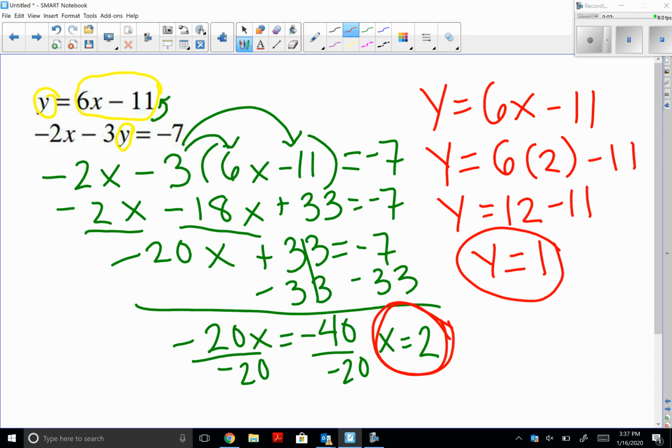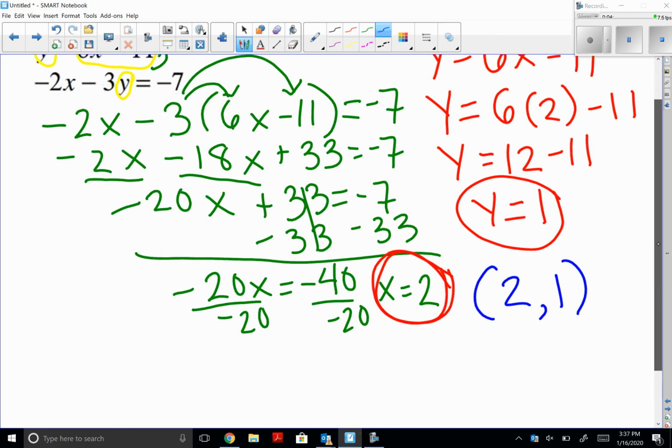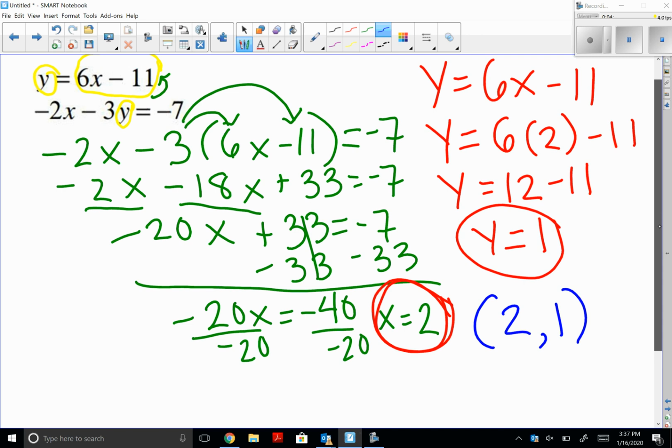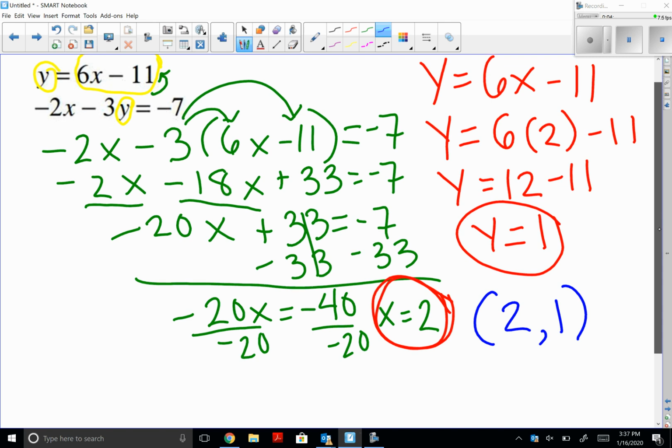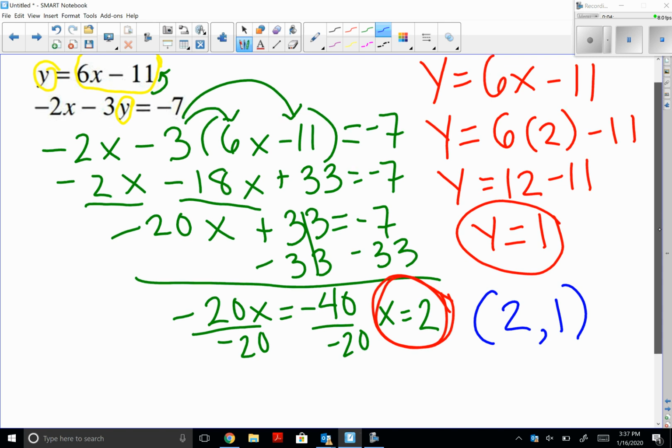So I have found the solution to my system of equations, written as a point, because remember you write points with the x-coordinate first, so I'm going to put the 2, comma, the y-coordinate is 1. I have to verify it just to make sure I did it correctly. So I go back to my 2 original equations, and I'm going to plug that point back in.